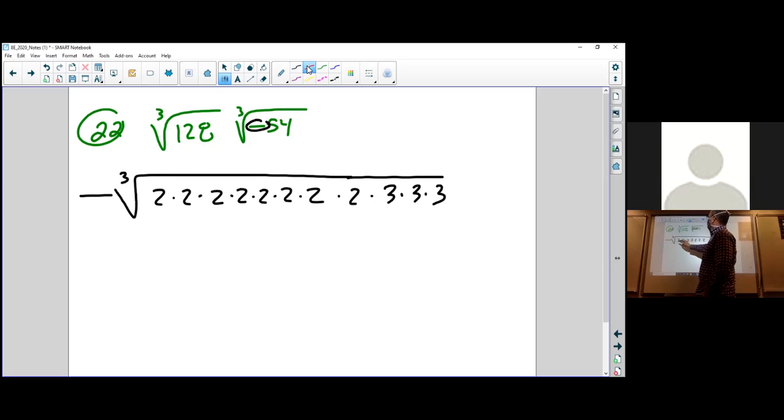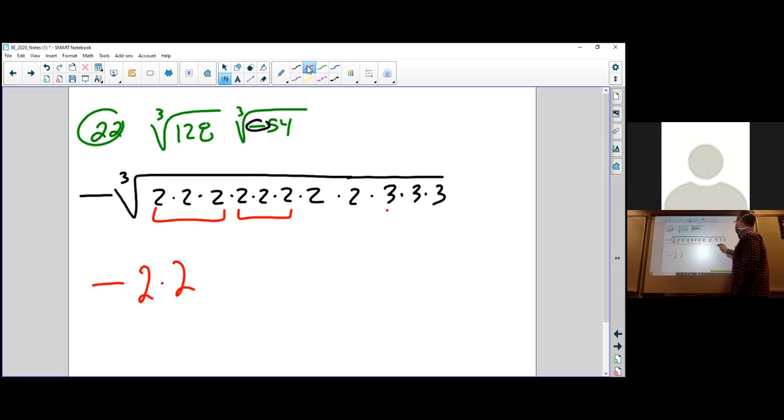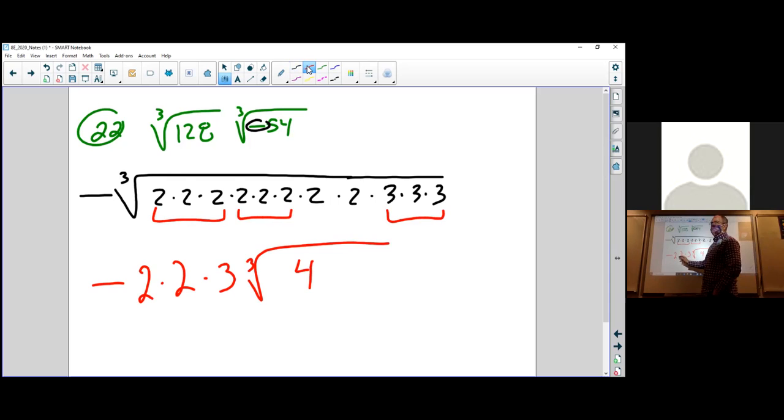All right, so third roots. I know this negative is going to be here. So I get a 2, a 2, and a 3 that come out front. Then inside I'm left with just a 4. So negative 2 times 2 is negative 4. Negative 4 times 3 is negative 12. Third root of 4.